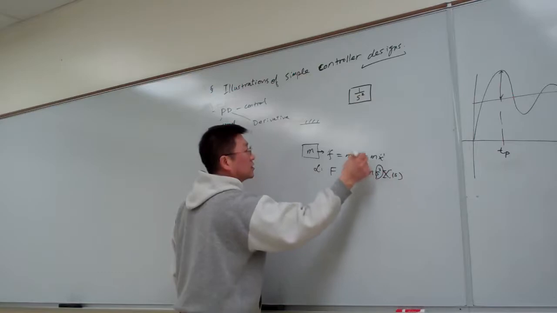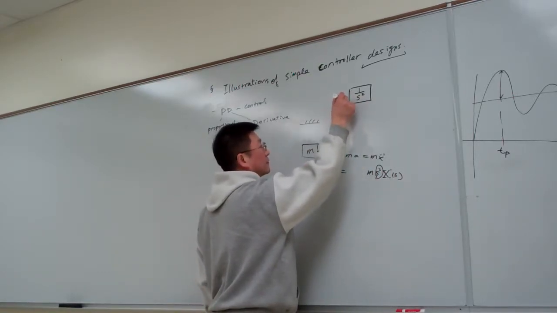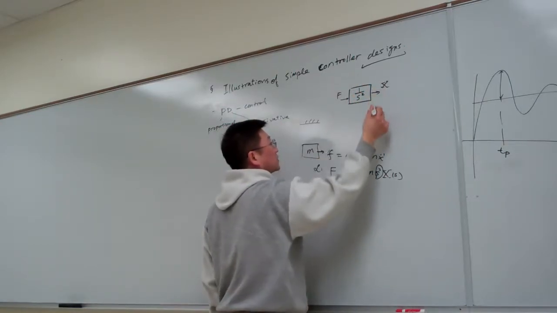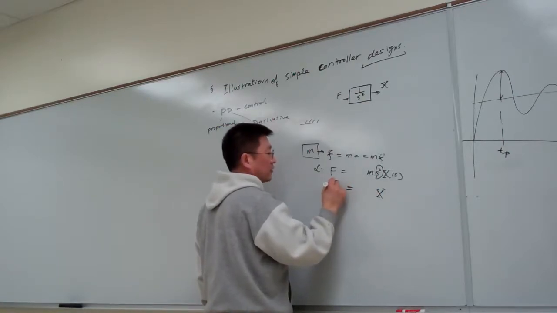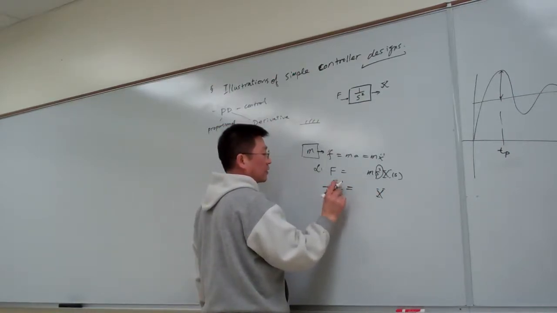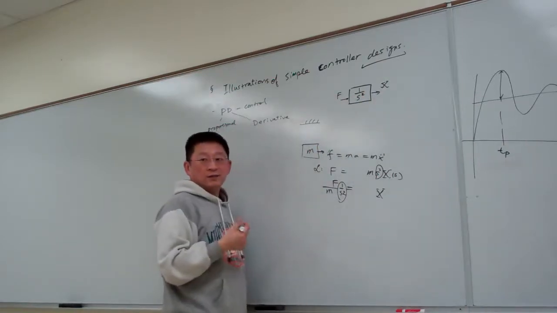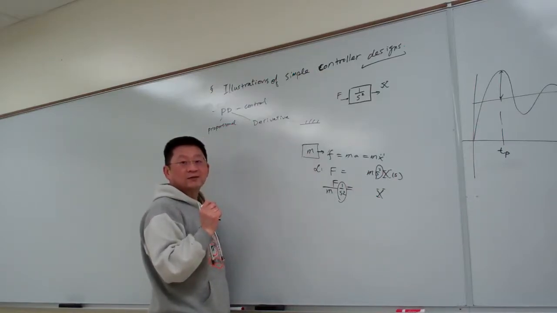So basically this is force and this is x. So x equals F divided by m, times 1 over s squared. That means the physical system we are representing is a pure mass. Okay?